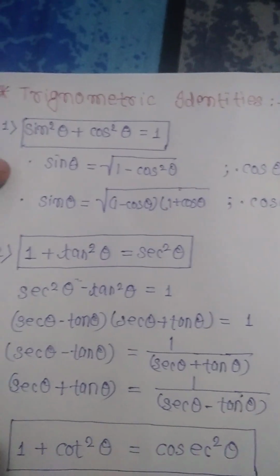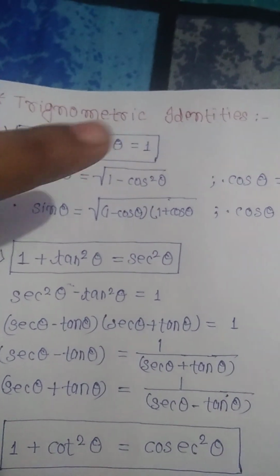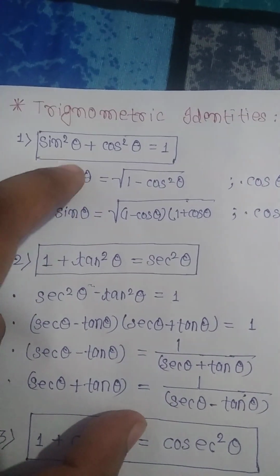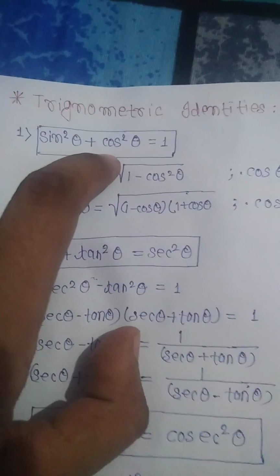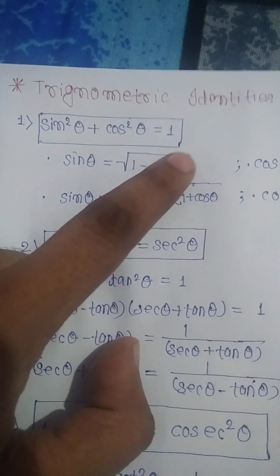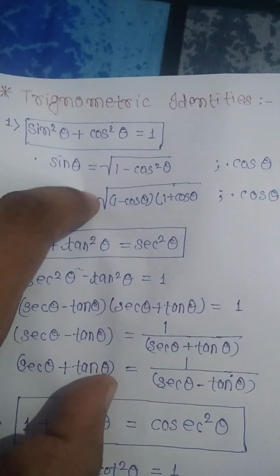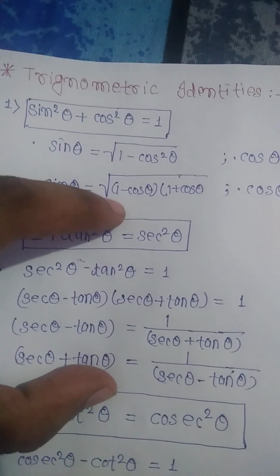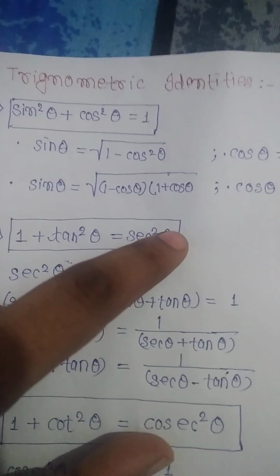From here, sine square theta, we can write as 1 minus cos square theta. If we put sine square theta on the LHS, then the 1 will be on the RHS, and cos square will go the other way, so it will be 1 minus cos square theta. So sine theta equals root over 1 minus cos square theta. Applying the formula a square minus b square, which is a minus b into a plus b, sine theta can be written as root over 1 minus cos theta into 1 plus cos theta.